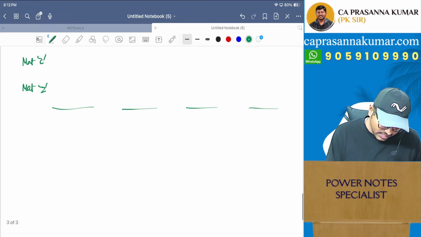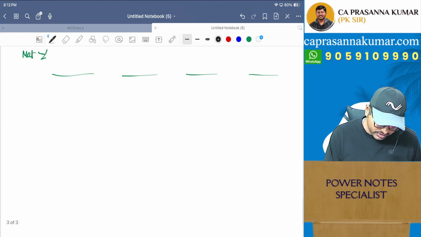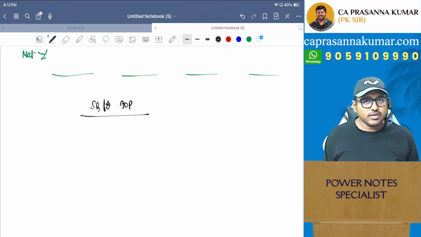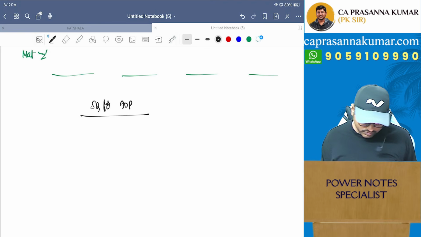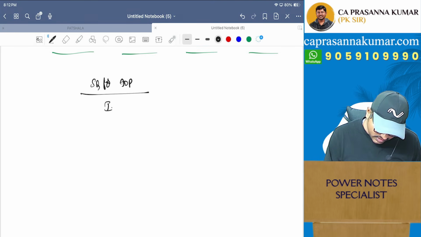First, we'll start with standard quantity. Now, what about standard quantity? Look at the question. Standard quantity means standard quantity for actual output. Correct? I told you many times. SQ means it is standard quantity of raw material required for actual output. So I need to take the input as well as output relationship.